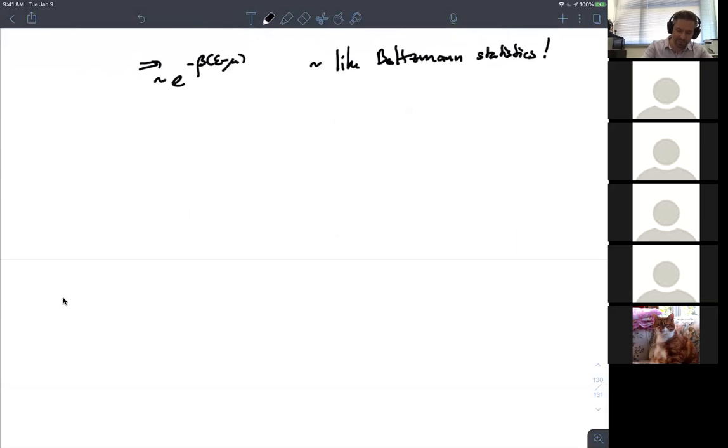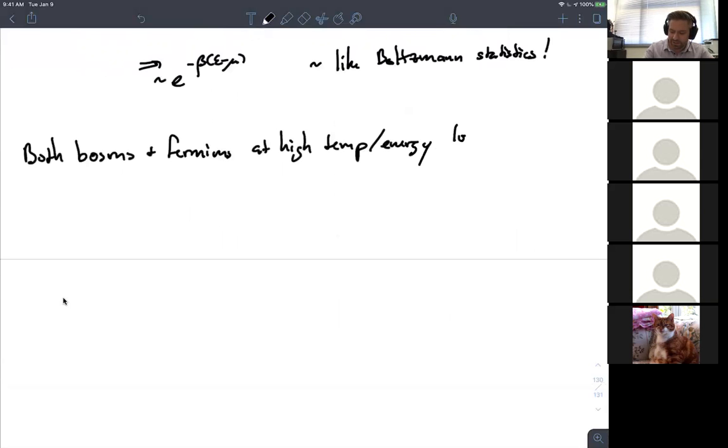So both bosons and fermions at high temperature or energy, same thing, look like classical gases. It's only when you start talking about low energy that things start getting pretty freaky.